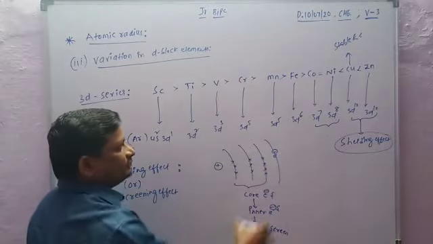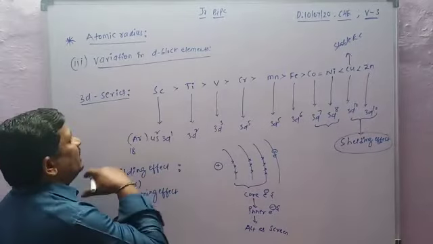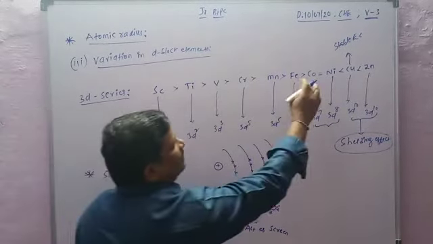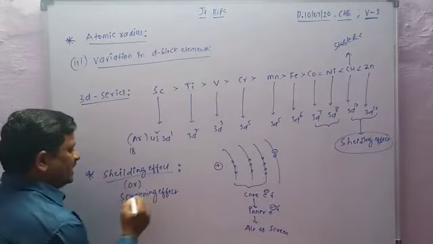Now the order of the d block elements, the 3d series elements, from scandium to cobalt decreases. Then cobalt equals nickel, nickel is less than copper, and copper is less than zinc. So zinc has the largest atomic radius in the 3d series because of the screening and shielding effect.